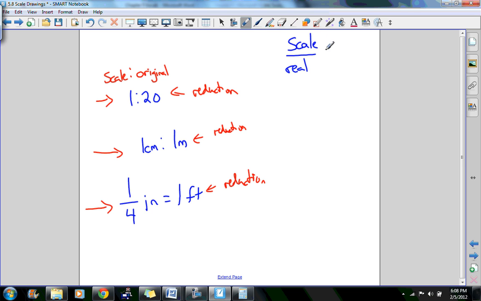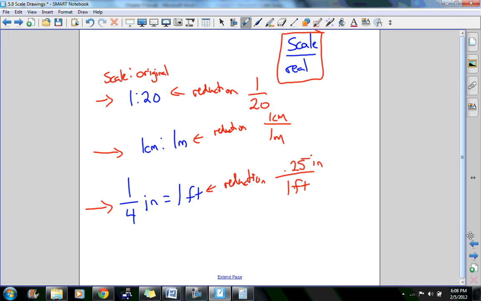But this is what I want you to remember. Scale over real. Meaning that when you take this information here, you will always write it as a fraction. So 1 to 20, you would write it like that. 1 centimeter to 1 meter, you would write like that. And 1/4 inch to 1 foot is going to be tricky, but you would change that to a decimal and put it over 1 foot. You can't leave it as is, because you don't want fractions inside of fractions. Okay? So now we can look at some examples.